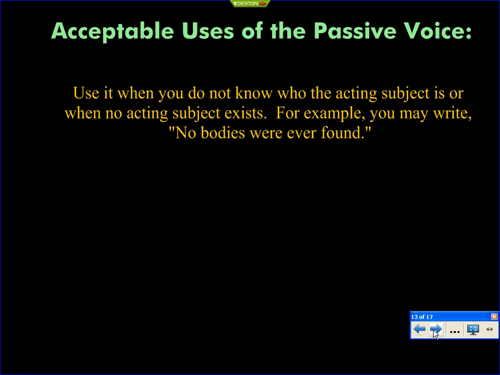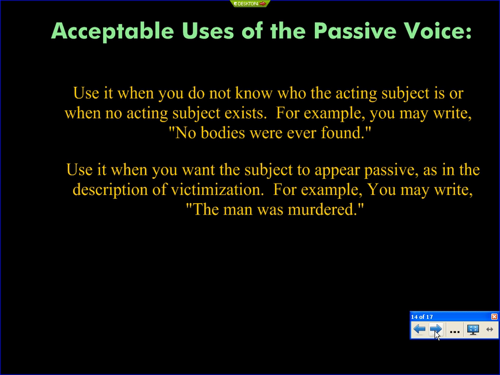If you really don't know what the acting subject is, or no acting subject exists, then you can't include one. So here's an example. No bodies were ever found. Maybe you're not quite sure who was looking for the bodies. Maybe the people looking for the bodies are an amorphous government agency. You're not quite sure who. Or maybe it's a combination of a number of different agencies looking for bodies. You don't have the time or space to list all of the people looking for the bodies, so perhaps you simply want to write no bodies were ever found.